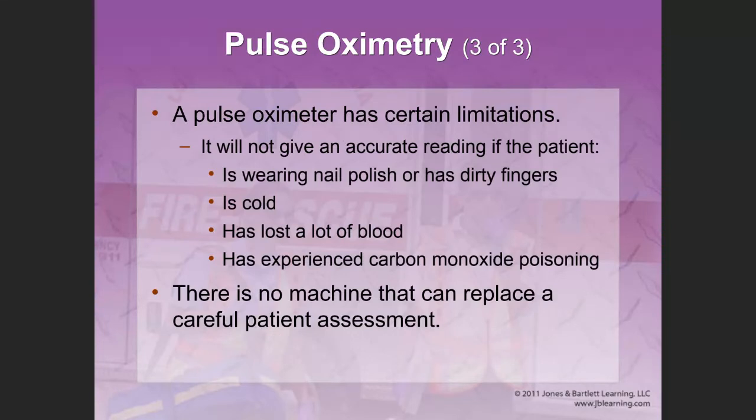A pulse oximeter has certain limitations. It will not give you an accurate reading if the patient is wearing nail polish or has dirty fingers. If the patient is cold, it won't give you an accurate reading either. If the patient has lost too much blood, the reading might not be accurate. Also if the patient is experiencing carbon monoxide poisoning. There is no machine that can replace careful patient assessment. I don't need to say any more on that.